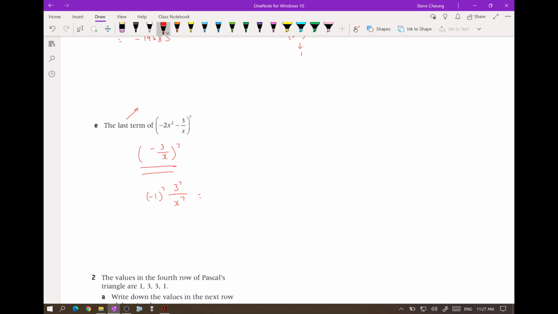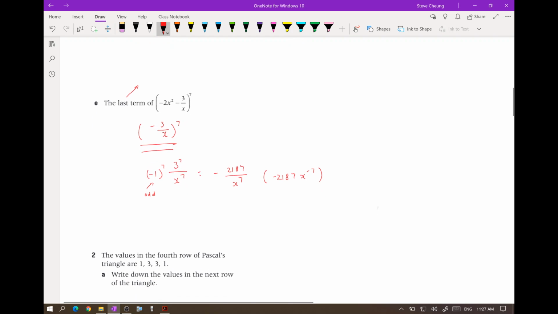So with the negative 1 repeatedly being multiplied, because it's an odd power, it stays negative. So all we've got to do is crunch out 3 to the power of 7, and then we have x to the power of 7 on the bottom. This is equivalent to this expression, so either representation will be fine.